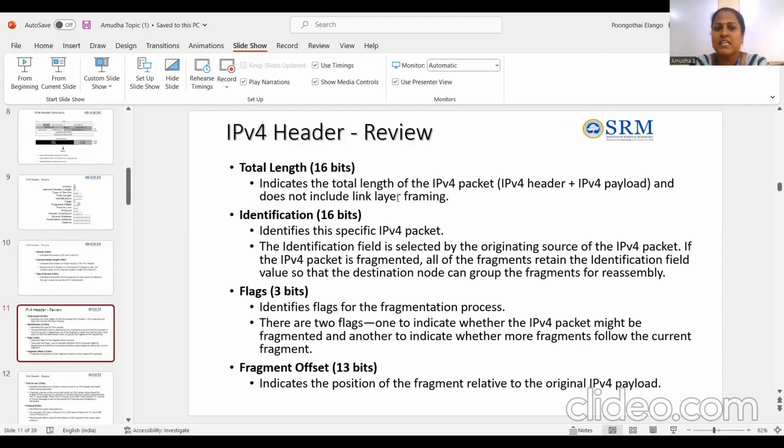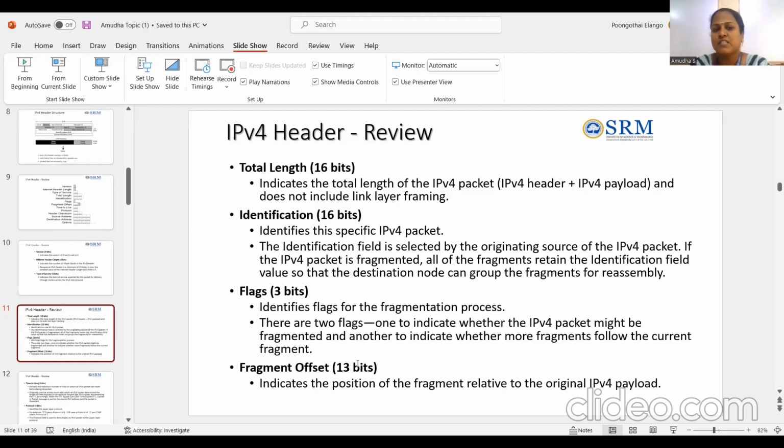The total length indicates the length of the IPv4 packet, whereas the identification identifies whether the IPv4 packet is fragmented or not. So if this field is selected by the source, it means it is fragmented. All the fragmented data are reassembled on the destination side. The flags, 3 bits, identify the flags for the fragmentation process. If the flag value is 1, it indicates whether the IPv4 packet might be fragmented, and another value indicates whether more fragments are required or not.